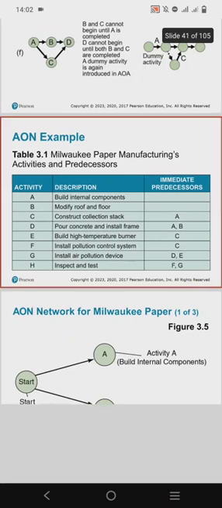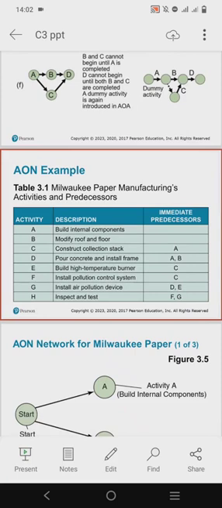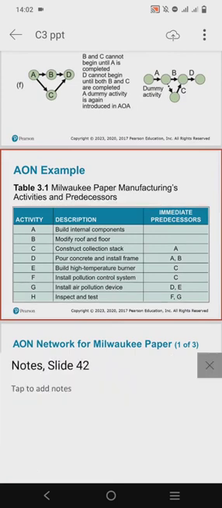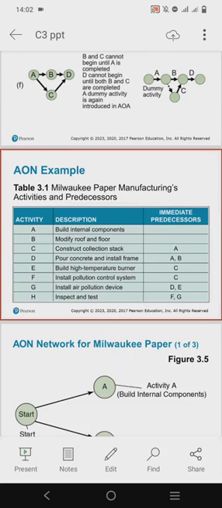So moving on, this is an example of AON. Okay, so a paper manufacturing company is used here to describe it. So as we can see here, the activity is given as well as the description of that activity and the immediate predecessors. So this is quite self-explanatory. So as we can see on the activity C column, the immediate predecessor is A, which means that activity A has to come first before activity C. And then on the next column, activities A and B have to come first before activity D can start. And the same goes for the other activities, up until H.